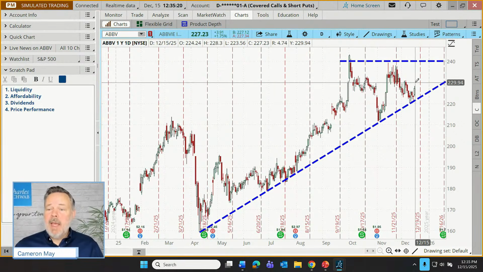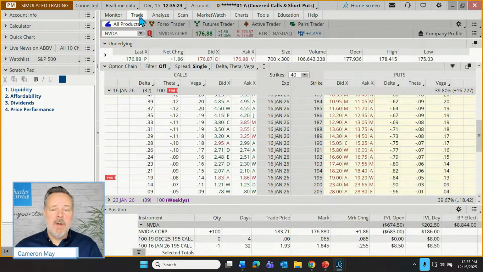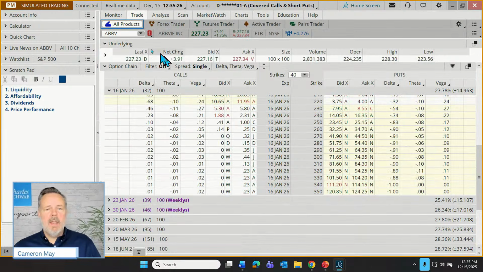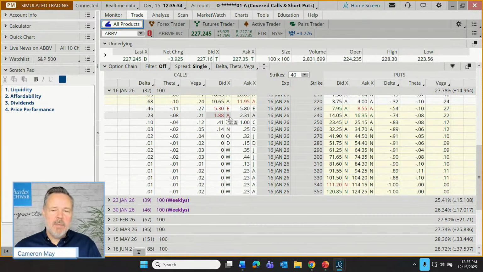All right, so that's going to be our plan for this trade. Let's go place our trade. Let's go to our trade tab. Go to the, what did I say? The 240. There it is. Looks like that's trading around $2. You can see there's even a pretty good spread. $1.88 to a 2.31 is about a 43-cent spread on this $2 contract.